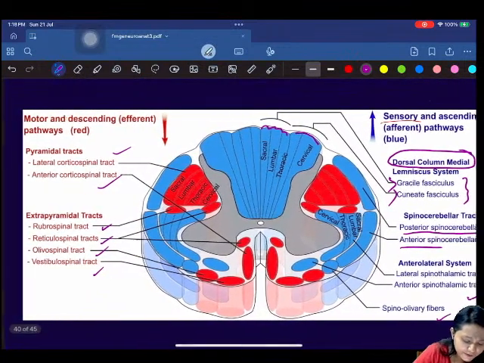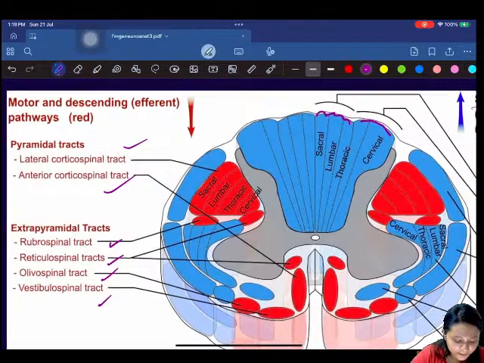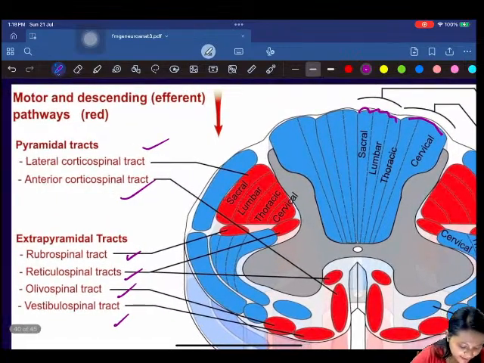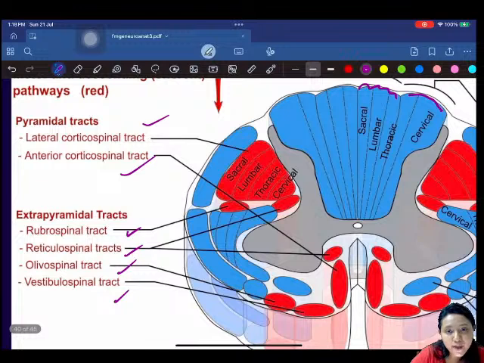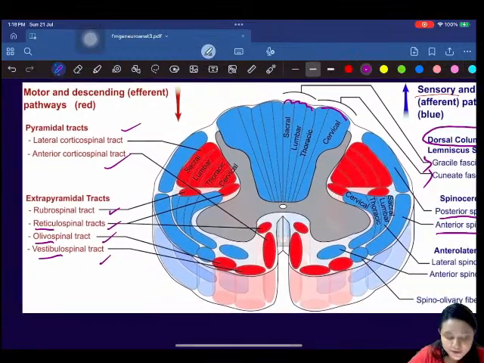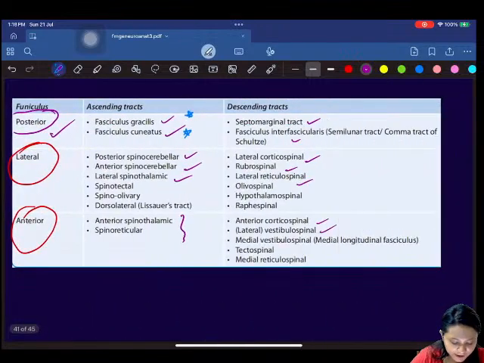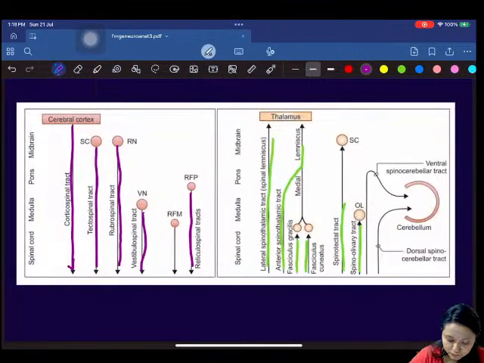And if you see the descending, you have the pyramidal tract. All the corticospinal, like lateral corticospinal and anterior corticospinal, come under the pyramidal, and in the extrapyramidal you have the rubrospinal, the reticulospinal, the olivospinal, and the vestibulospinal. These are the motor fibers, and the ascending tracts are the sensory fibers. So try to remember this diagram, then you will understand better. But the question came on the dorsal column, so it will be fasciculus gracilis and fasciculus cuneatus.